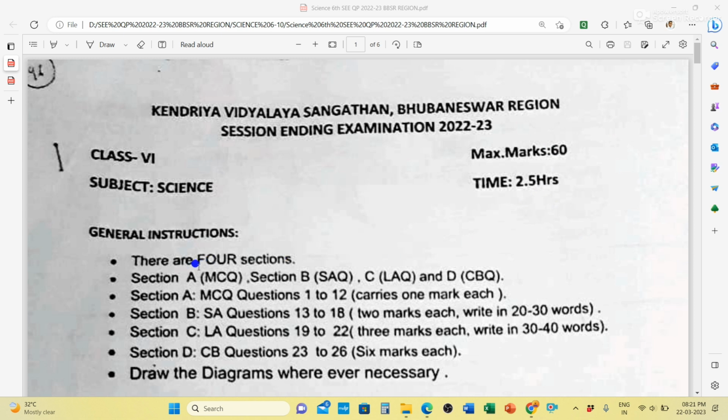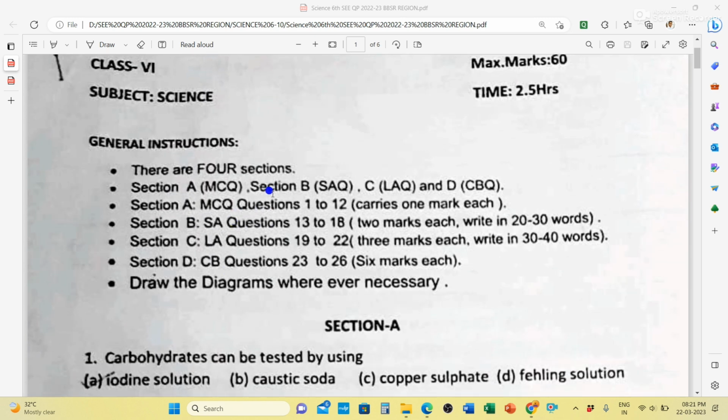So first, general instructions. There are four sections. Section A, MCQ, multiple choice questions. Section B, short answer questions, Section C, long answer questions, and Section D is your case based questions. Section A, MCQ questions 1 to 12, carries 1 mark each. Section B, short answer questions 13 to 18, 2 marks each, write in 20 to 30 words. Section C, long answer questions 19 to 22, 3 marks each, write in 30 to 40 words. Section D, case based questions 23 to 26, 6 marks each. Draw the diagrams wherever necessary.